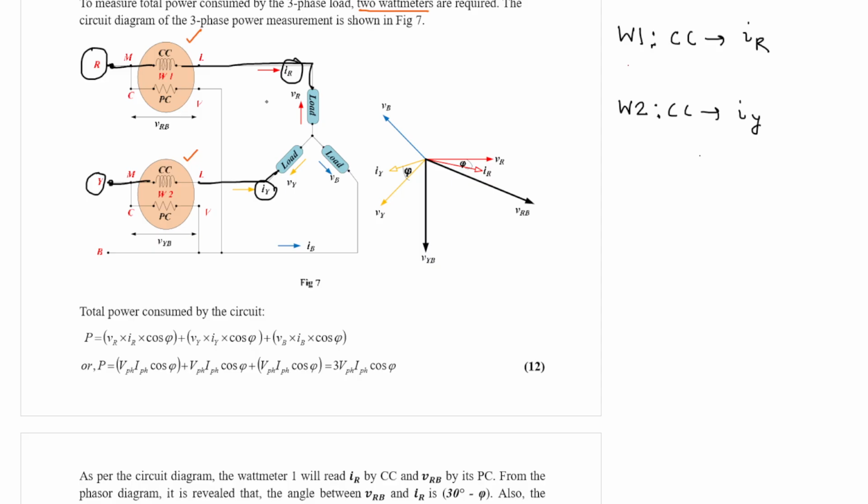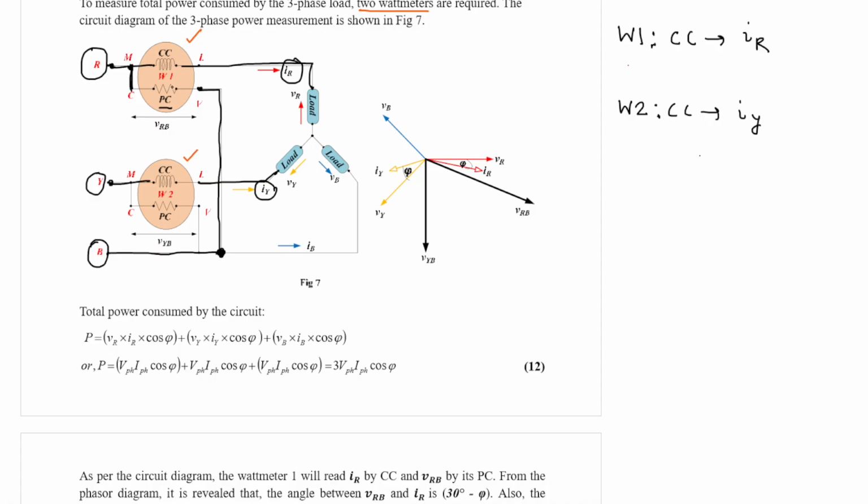Now if you are considering the pressure coil of the wattmeter 1, one terminal, that is the common terminal, is connected to R, and the voltage terminal or V terminal is connected to this point, which is actually the B phase, because this is B phase. So in this way we can understand that the pressure coil of wattmeter 1 is connected parallelly across R and B phase, because one terminal is connected to the R phase and another terminal is connected to the B phase.